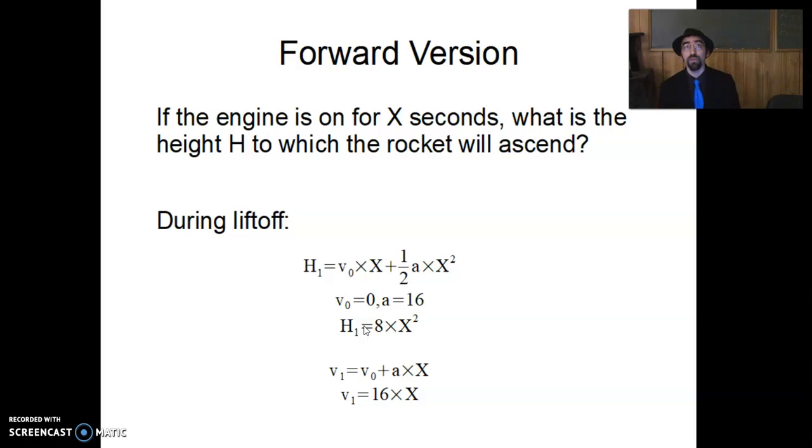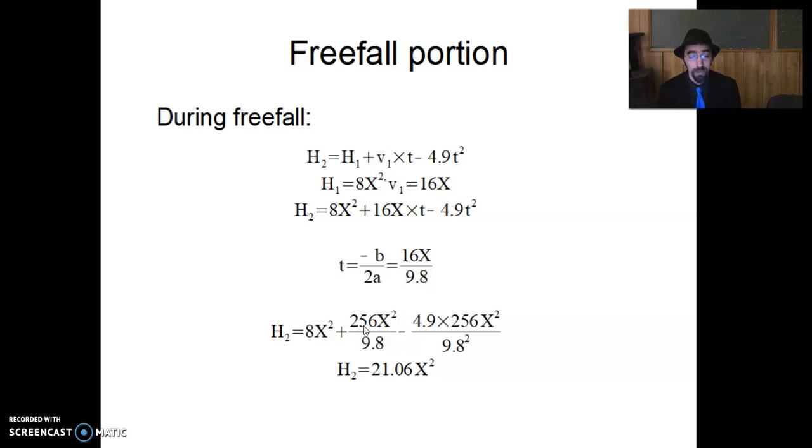Then we also want to solve for v1. What's the velocity going to be once we shut off the engines? So again, we use our simple kinematic equation. We say v1 equals v0 plus a times x, where again, x is the amount of time. And we just get v1 equals 16 times x. So we know the height and the velocity after x seconds in terms of x. Then we look at what happens during freefall. Now, h2 is going to be that final height that it climbs to.